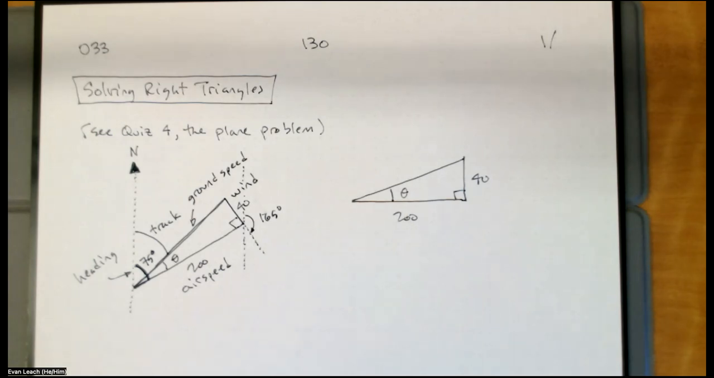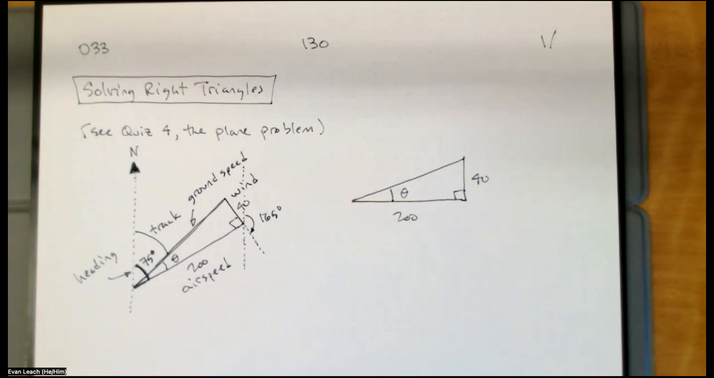But then the wind comes along and us standing on the ground see the plane doing something else. We see the plane's ground speed and its track. So airspeed and heading are the speed and the direction the plane thinks it's going. Ground speed and track are what we see happening to the plane when the wind goes along. If there is no wind, then airspeed and ground speed will be the same, heading and track will be the same.